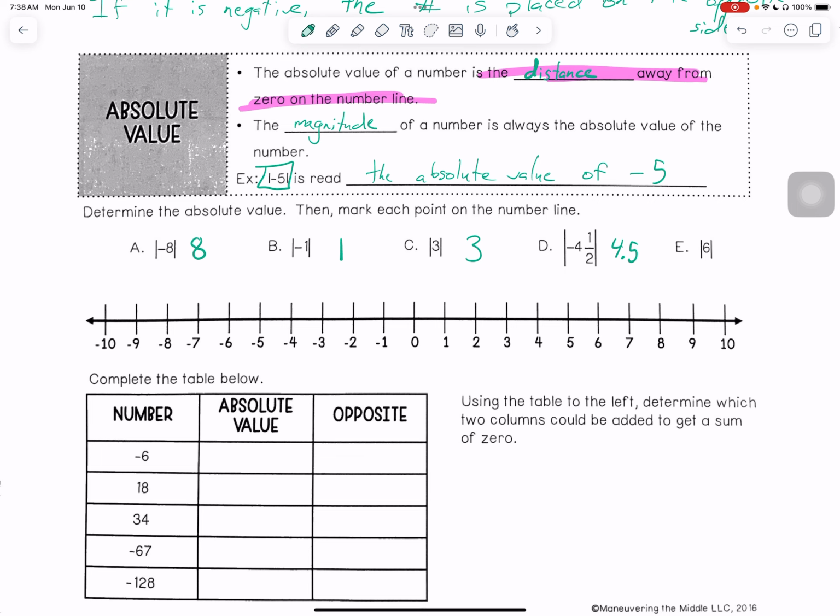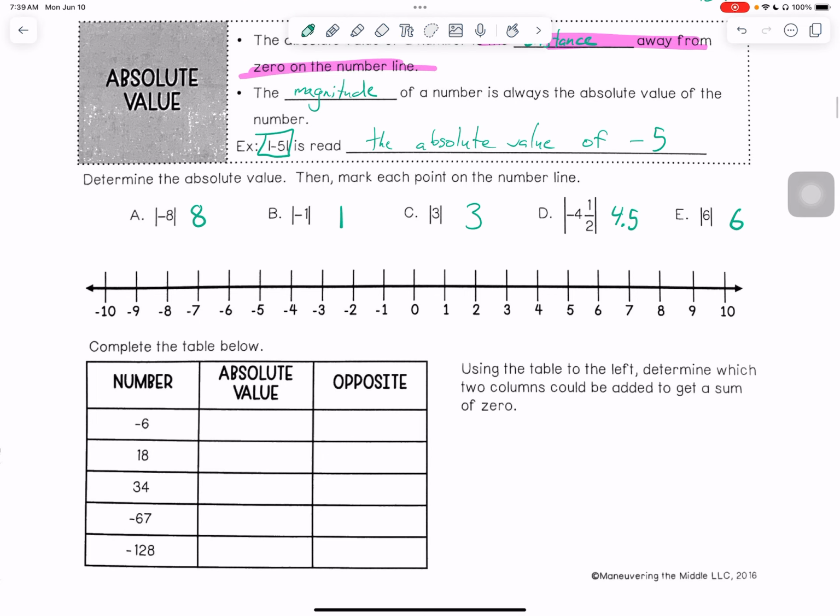So when we're talking about absolute value, we're talking about the distance away from 0 on the number line. I'm 6 feet 4 inches. If I'm hanging upside down, that doesn't make me -6 feet 4 inches. I'm still 6 feet 4 inches. And then E here is the absolute value of 6, and 6 is obviously going to be 6 away from 0 on the number line.